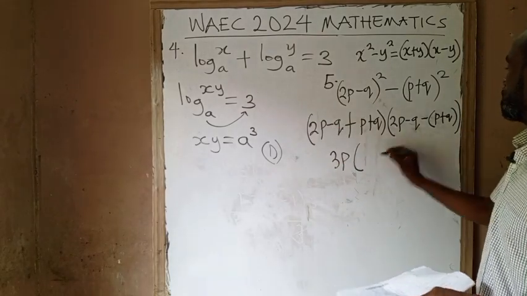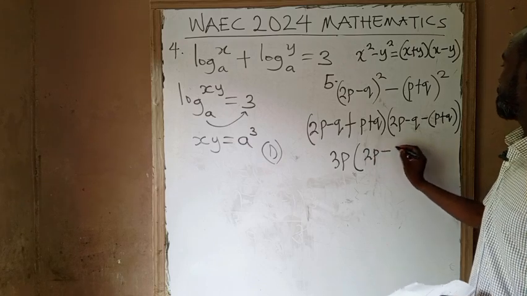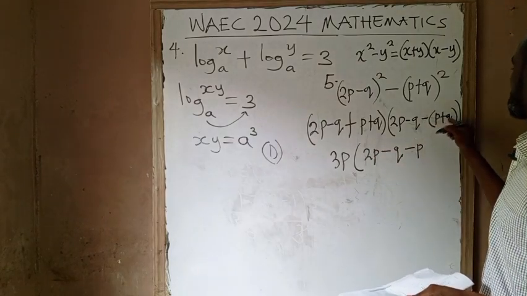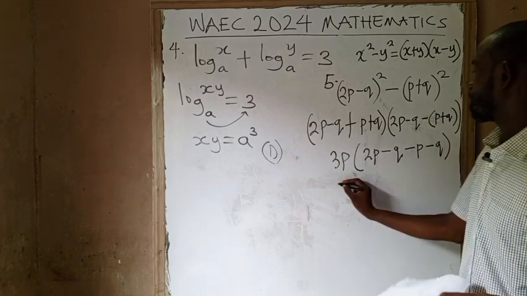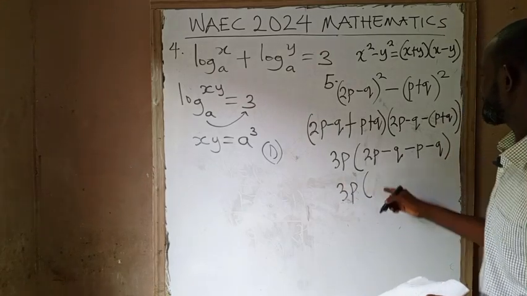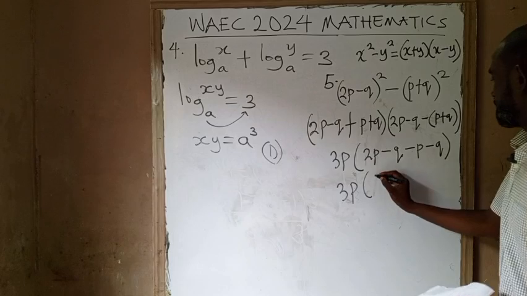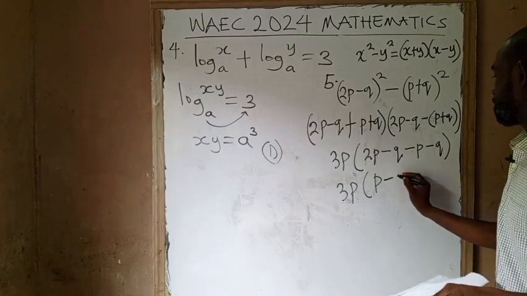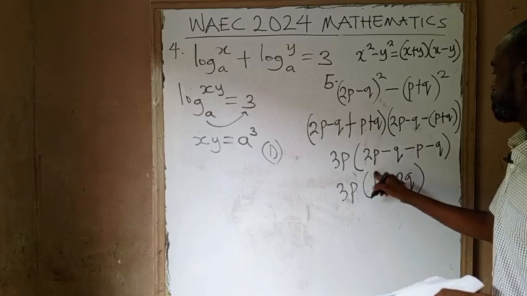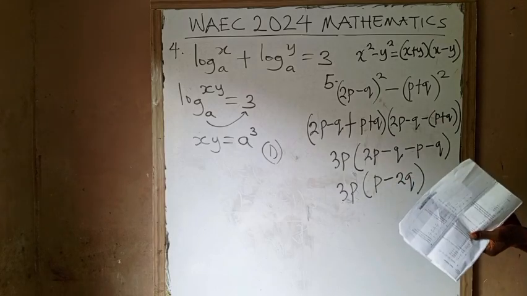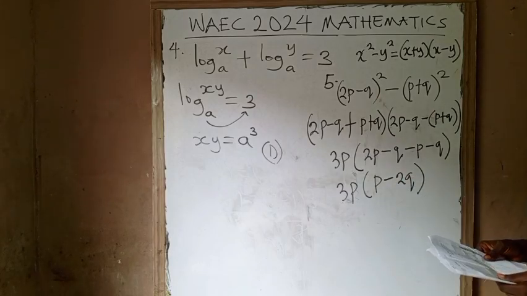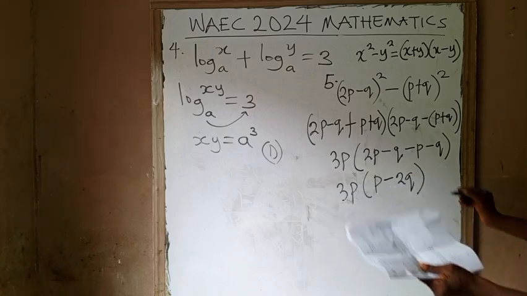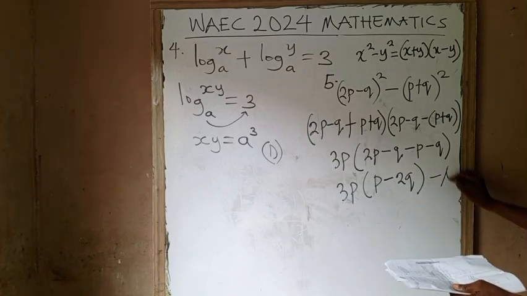In the open bracket, 2p minus q, minus times plus will be minus p, minus times plus will be minus q. So this one will become 3p, open bracket, 2p minus p, that will be p, minus q minus q will give us minus 2q. So the answer is 3p, open bracket, p minus 2q. And the correct option to that is option A. So question number 5 is A.